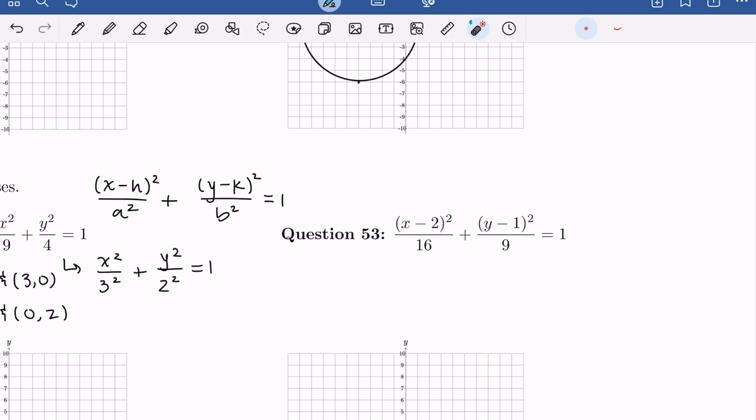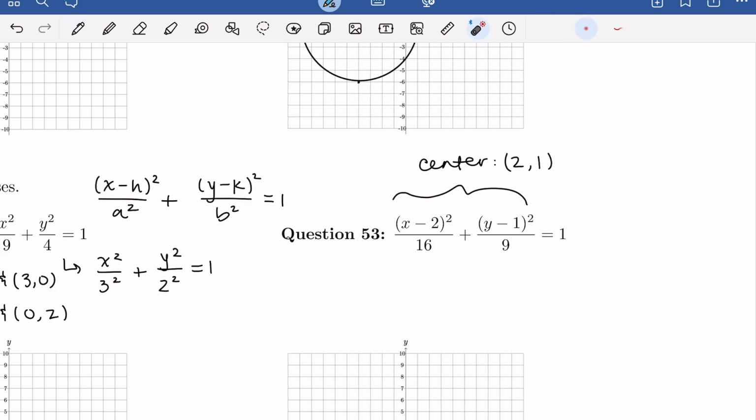All right, so for question 53, we again want to graph this ellipse. Now this one's slightly different from the last example that we saw in that the center is not going to be the origin. The center is going to be given by this 2 and this 1 here. Looking back at our standard form for an equation of an ellipse, our h comma k are the x and y coordinates of the center. So the center is going to be 2 comma 1.